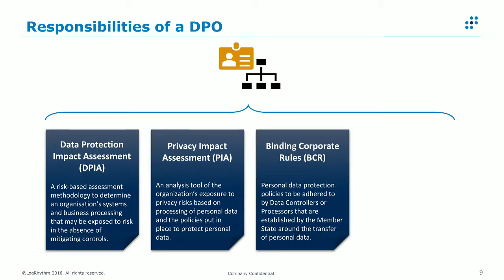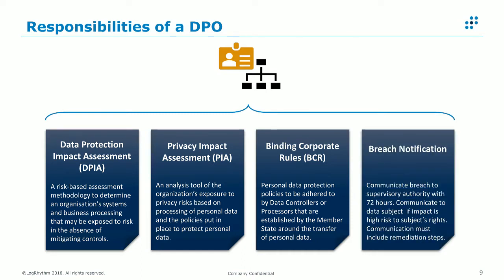From there, you go into the binding corporate rules, which is the umbrella for essentially what controls you're putting in place around the risks identified in the DPIA and the PIA. So binding corporate rules are what we would see in almost any other compliance, essentially the set of controls you have to follow and show that you have in place and that you're monitoring. And then in addition to those controls, you have to have a breach notification mechanism. The GDPR law says that you must communicate to your supervisory authority within 72 hours after you've identified that a data breach has occurred. And that's a scary time frame, because 72 hours is barely over a weekend, so that means you have to have your plans in place.